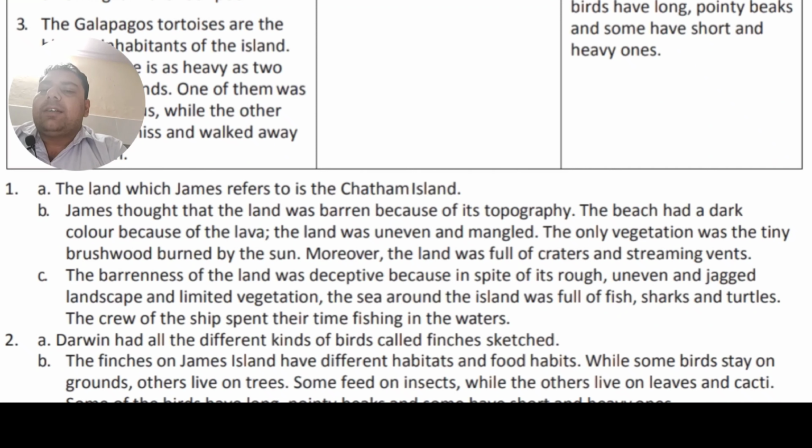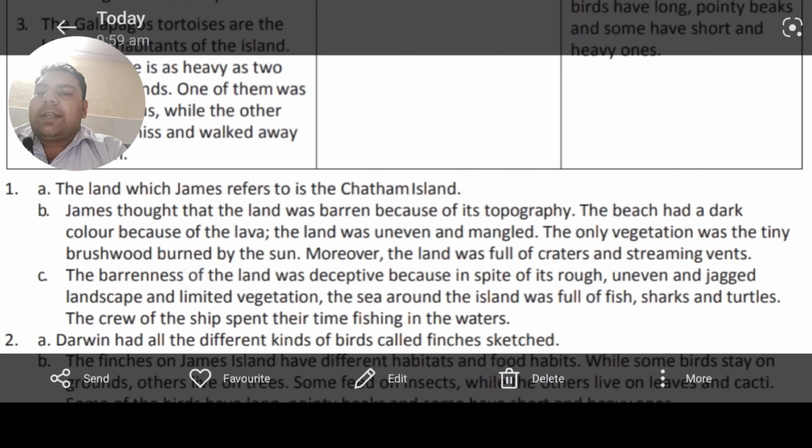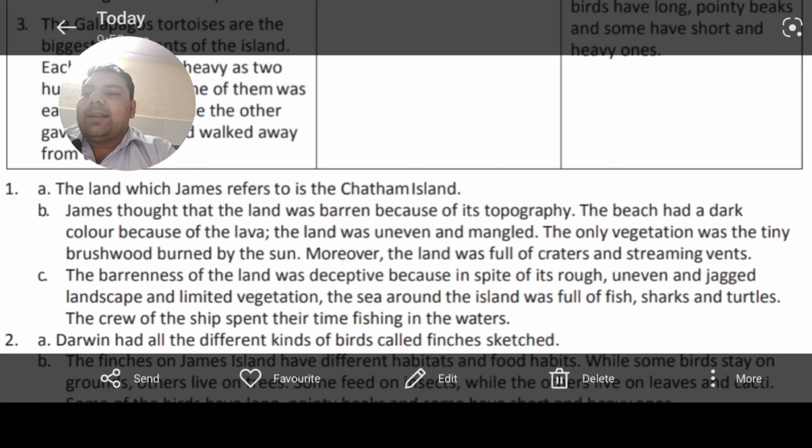Steaming vents means hot air is actually coming out from the holes which were there, which you can see like a hot spring. That is just a comparison that I'm making for you right now.